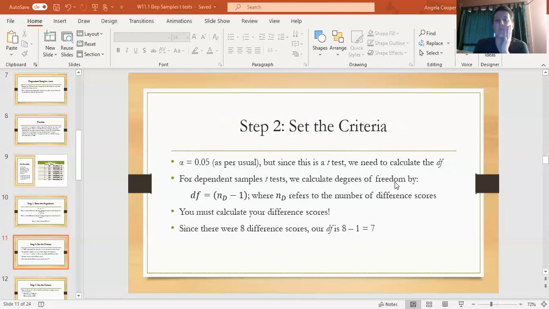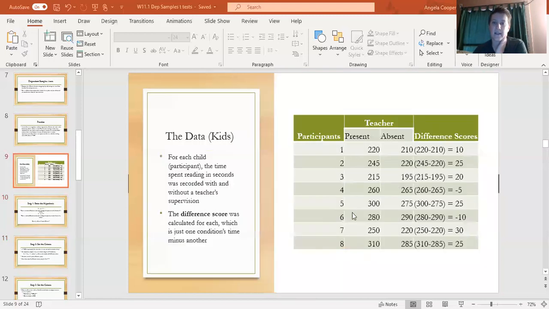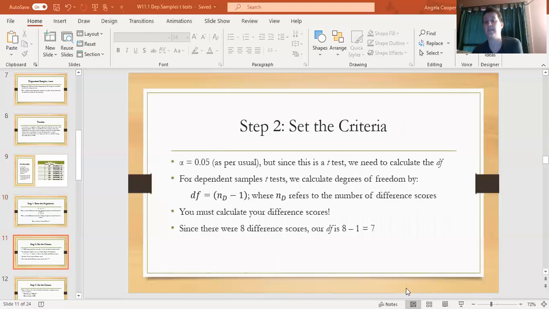And you subtract 1 to find your degrees of freedom. Now keep in mind that there were 8 difference scores. There were 8 different participants. Here, I'll just go back up really fast. There were 8 different participants here, so we have 8 difference scores. That gives our n_D, the sample size for our difference scores, equal to 8. And we subtract 1. So our degrees of freedom for this particular problem is going to be 7.